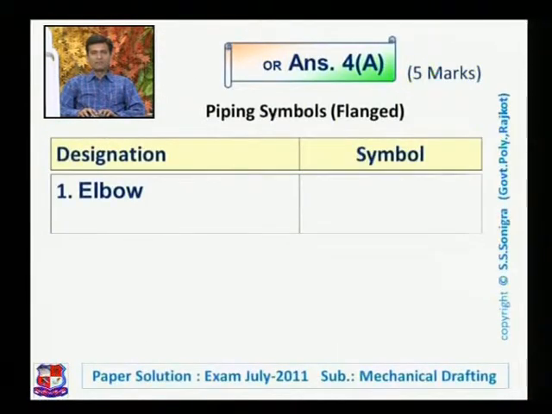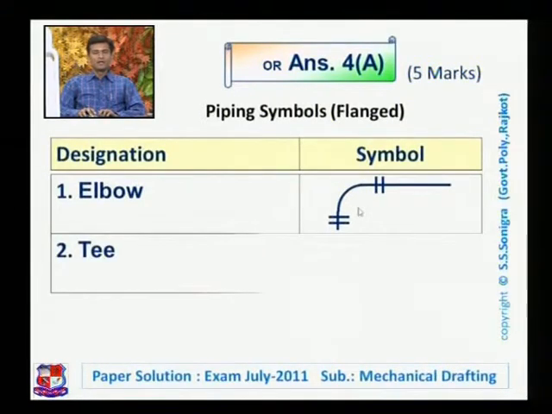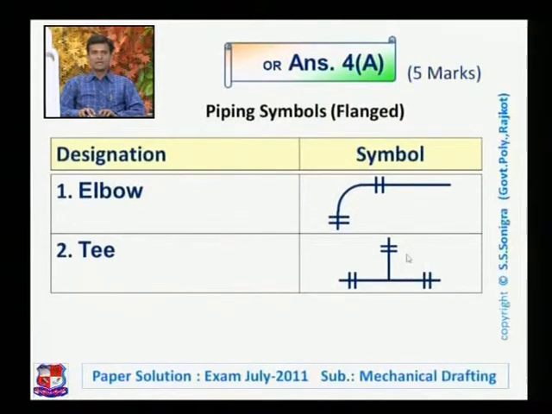The first is elbow. Elbow is to be drawn like this, an elbow shape joining 2 pipes which are at right angle to each other, and draw 2 lines over here. These 2 lines represent that it's a flanged coupling. In case of a screwed coupling, just 1 line is to be drawn over here. 2 lines means it's a flanged coupling. Number 2, T. As the name indicates, a T shape joint is there. It's a piping symbol to show a T joint. 2 lines over here.